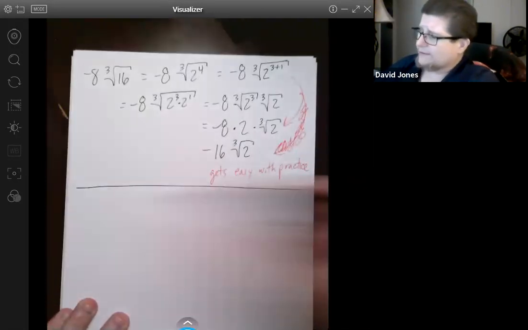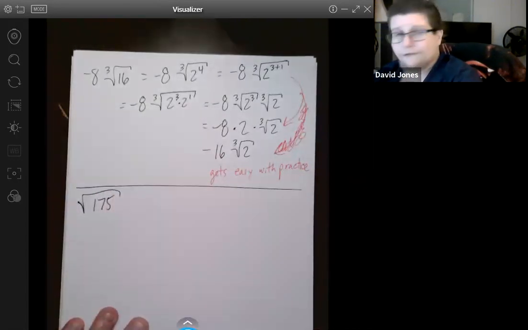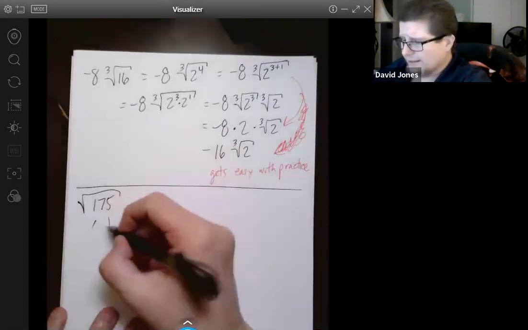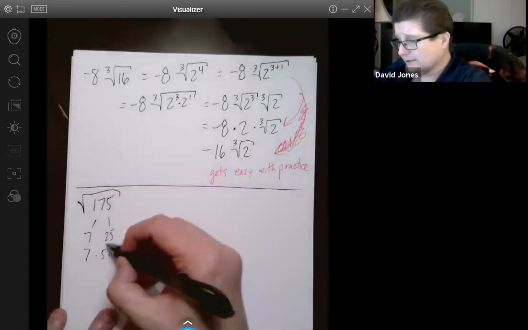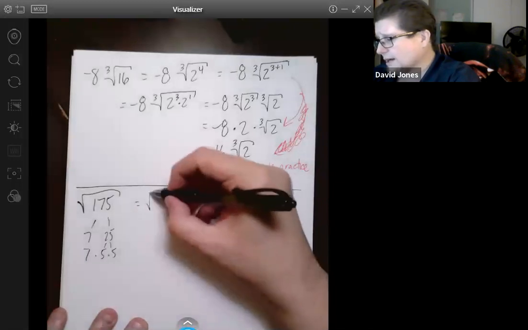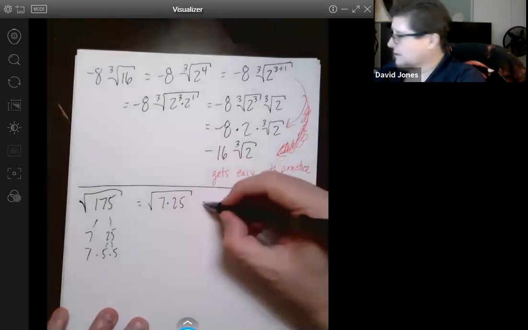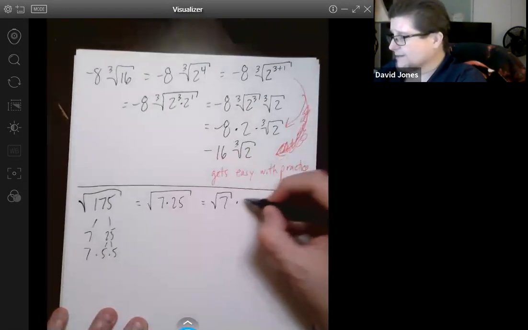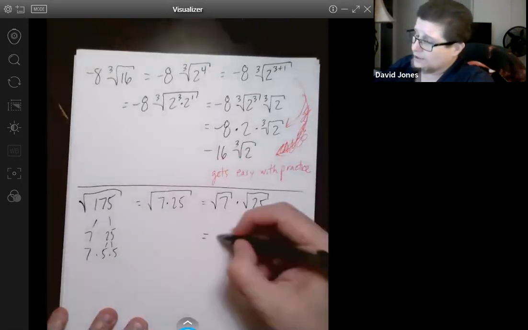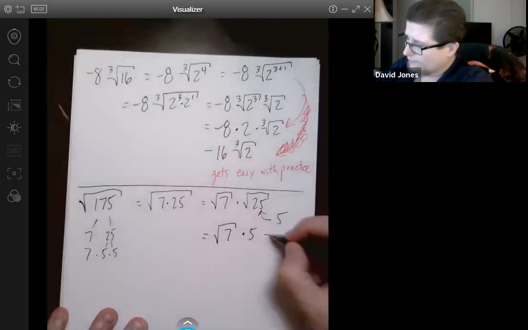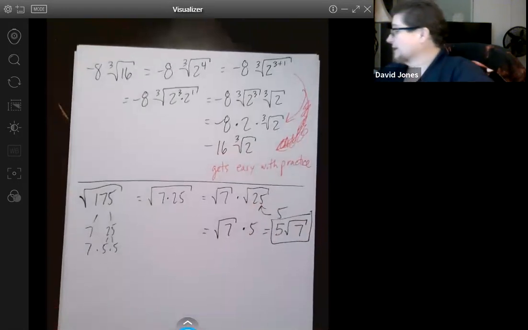Other examples, square root of 175. You should factor it. 175, that's 7 times 25, which is 7 times 5 times 5. So I've got, that's 7 times 25. And I can split it up. Square root of 7 times square root of 25. But we know square root of 25 is 5. So I've got square root of 7 times 5, and we'll put the 5 in front for common notation. 5 root 7. That's simplified.